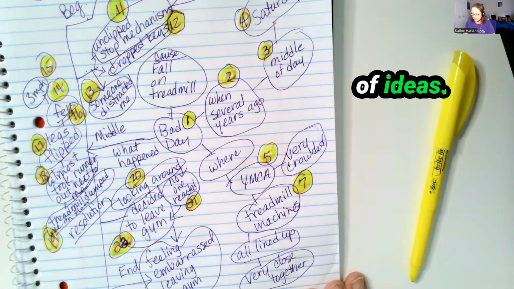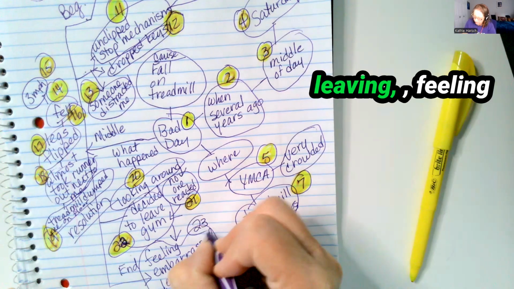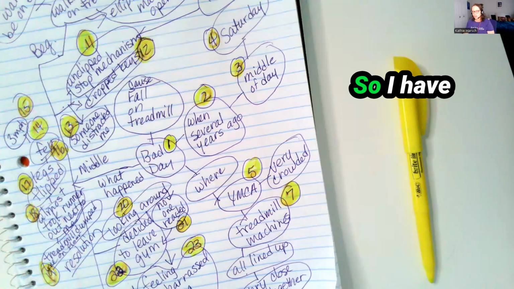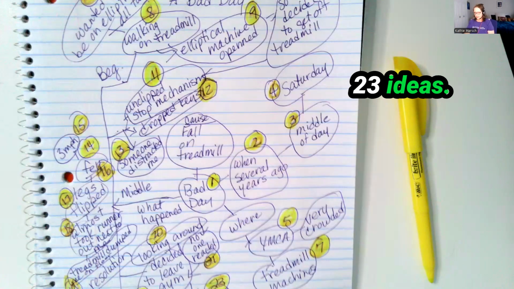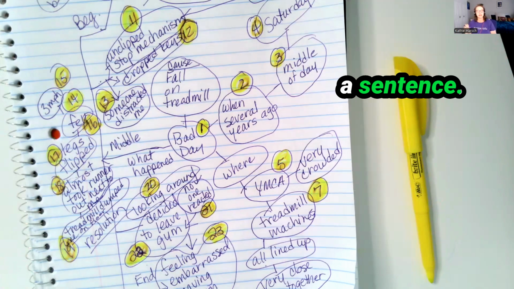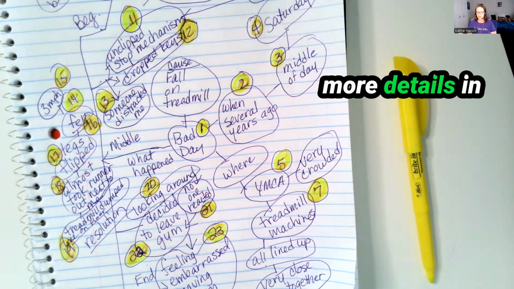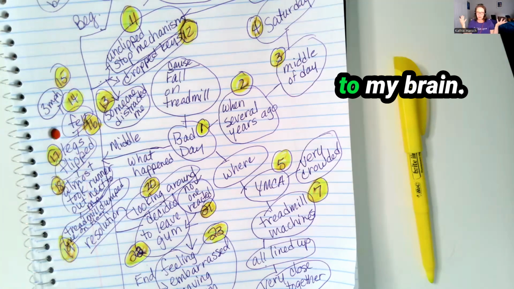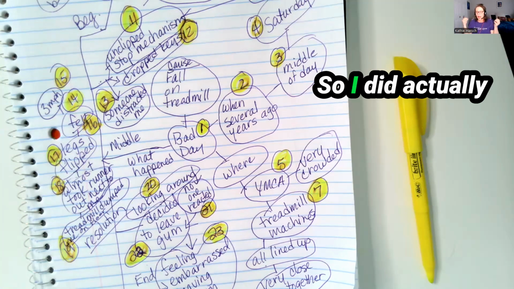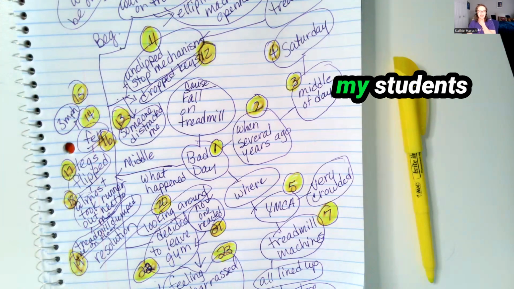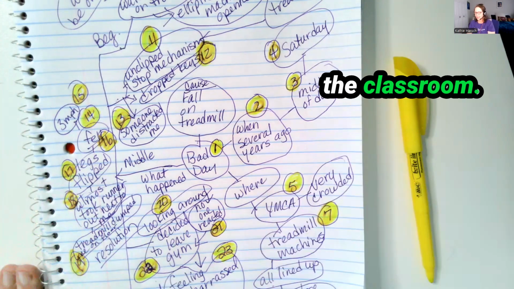That's a lot of ideas. And then leaving, feeling embarrassed and leaving the gym. Okay. So I have 23 ideas. Now, I wouldn't say each of these ideas are a sentence. These can be parts of sentences. I'm probably also going to add more details in because as I'm thinking about this, more details are coming to my brain. So I did actually write about this at another point in time when I was writing with my students years ago in the classroom.